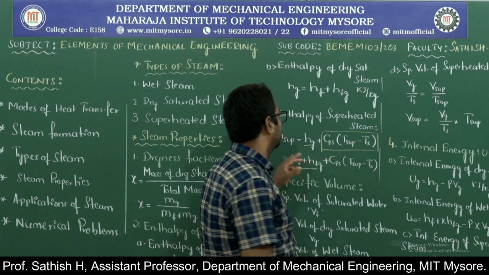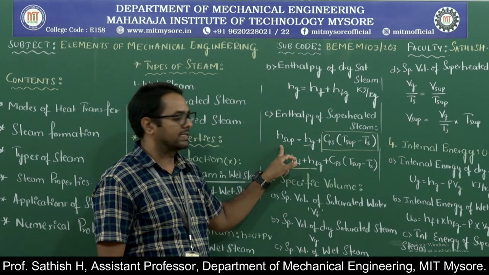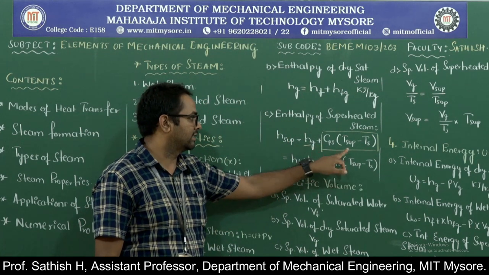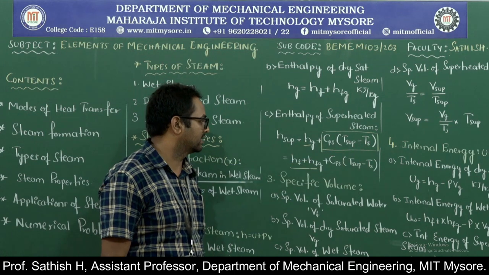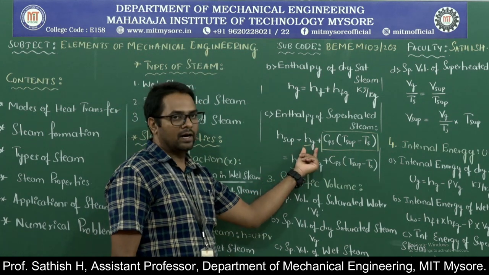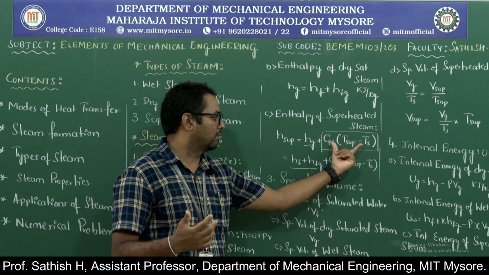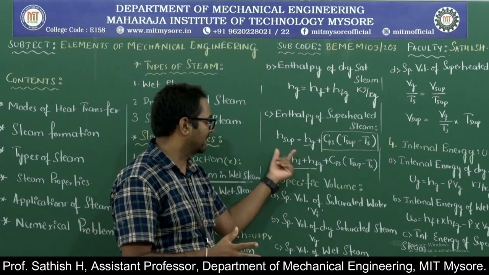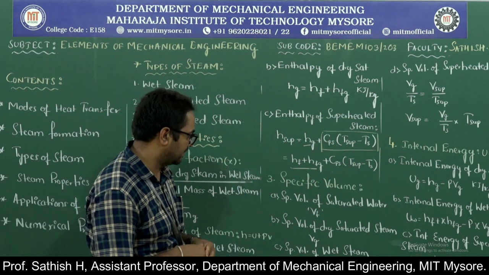For superheated steam, the enthalpy is given by Hg plus Cps into (Tsup minus Ts). Here this is the enthalpy of the dry steam plus the amount of superheat. If you add them, you will get the enthalpy of a superheated steam.